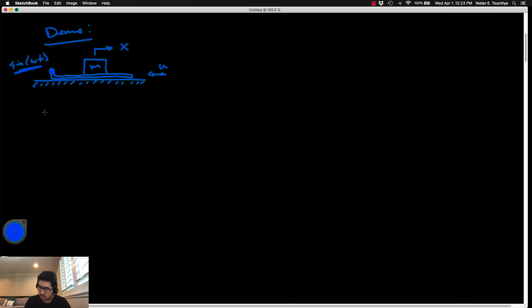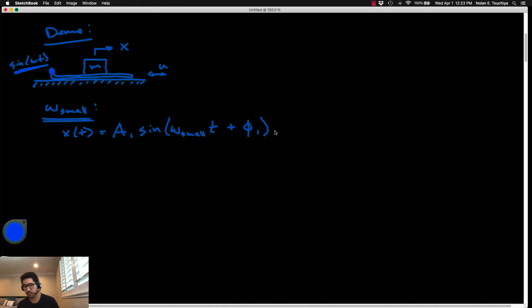So we're going to take a couple of cases here. For a very low frequency of oscillation, if the input is sine of omega small t, we know that based on the definition of the frequency response, the output displacement is going to be some scaling factor times the sine of omega small, the same frequency as the input, t, plus some phase shift, which we'll call phi 1. We can actually get this part by running this demonstration live here.